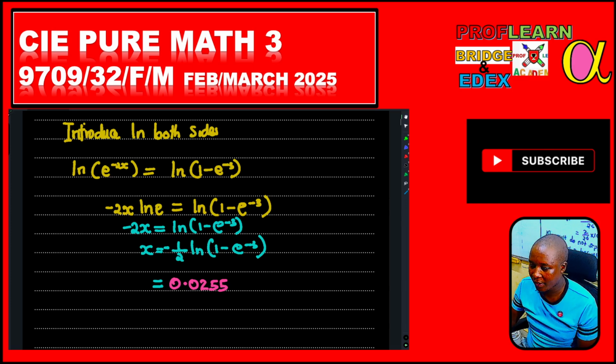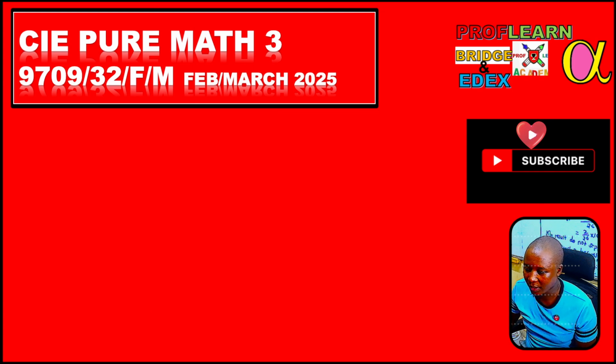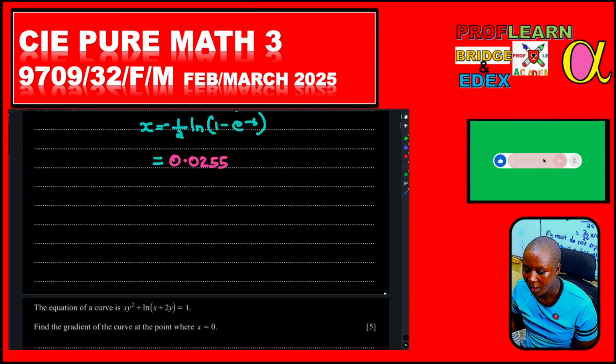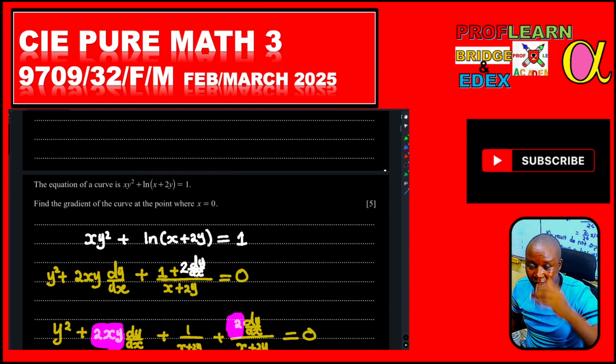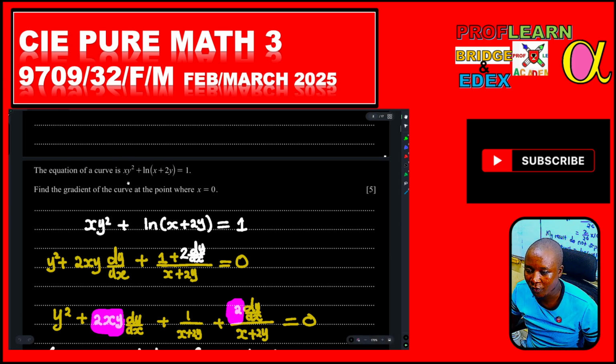So we need to go further to the next part, to see what is really expected in the next question, and which topic was tested. The next question was implicit differentiation that was being tested here. You are given the equation of a curve, which is xy squared plus ln(x plus 2y) is equal to 1. So this is where you are going to apply implicit differentiation.